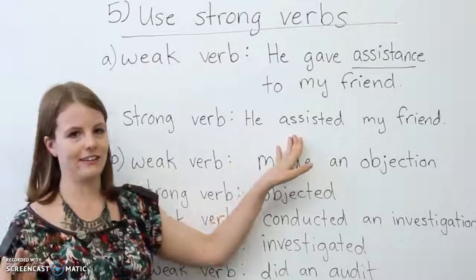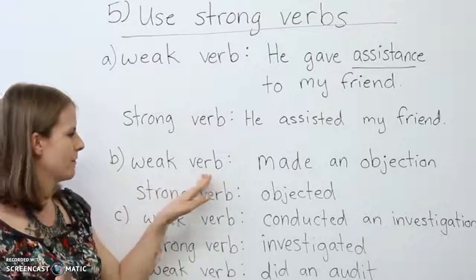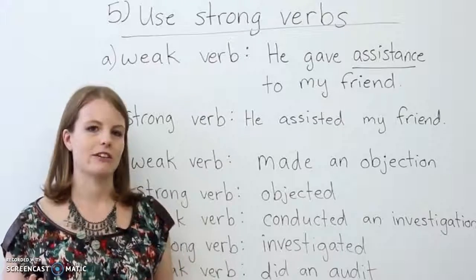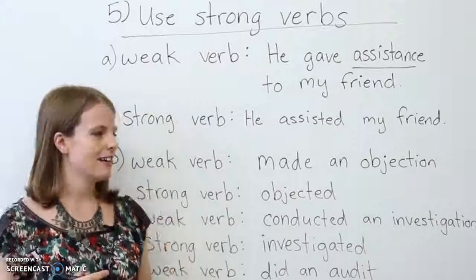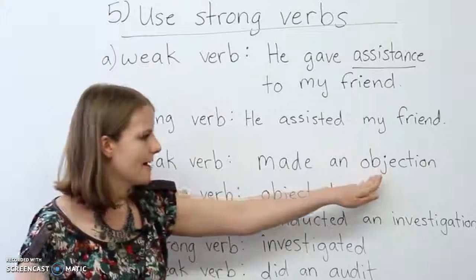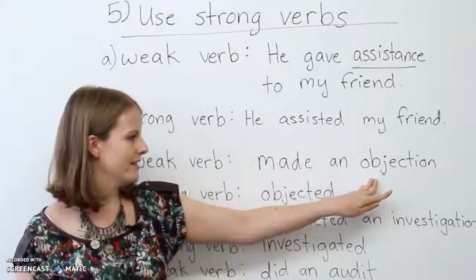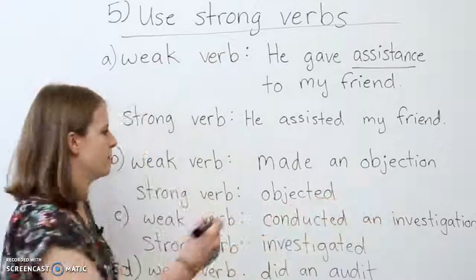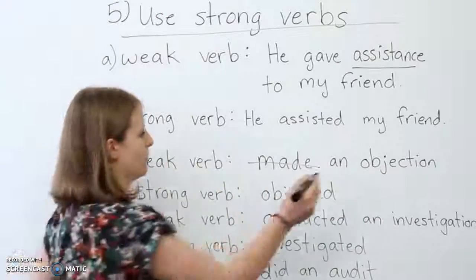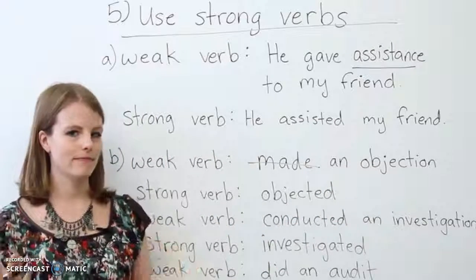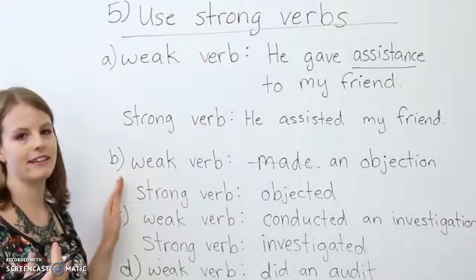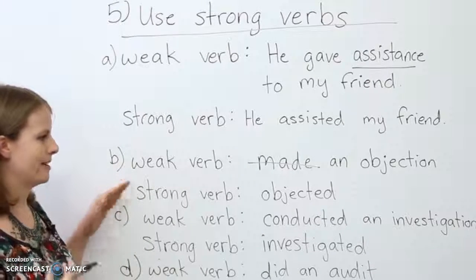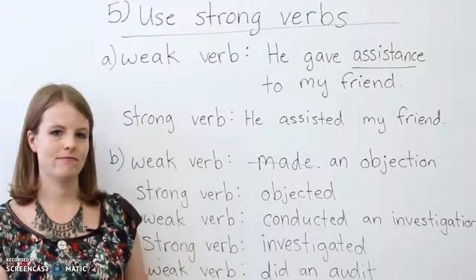Let's look at another example. So here I have a weak verb. He made an objection. Okay. So again, we have a verb and then a noun, objection. But objection can be its own verb. So to make it stronger, we get rid of made and we turn objection into its verbal form, objected. He objected. So he objected is better than he made an objection.